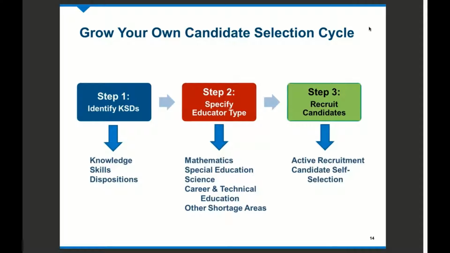The second step focuses on customizing the definition of an effective educator for your specific workforce needs. To do this, first identify the specific types of educators or educator vacancies that the district or school have. As a candidate pool and pipeline are developed, understanding which positions are hard to staff, both in the short term and the long term, will inform the specific KSDs, knowledge, skills, and dispositions, you are seeking for your teachers. Vacancies could include a need for math teachers, special education teachers, science teachers, or career and technical education teachers.